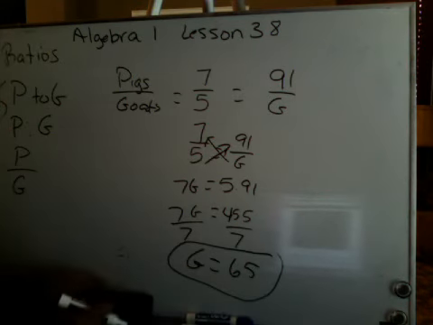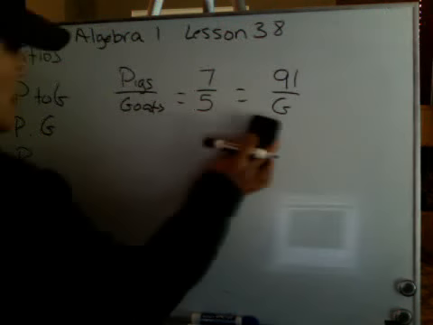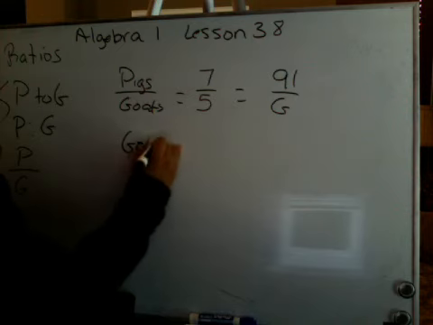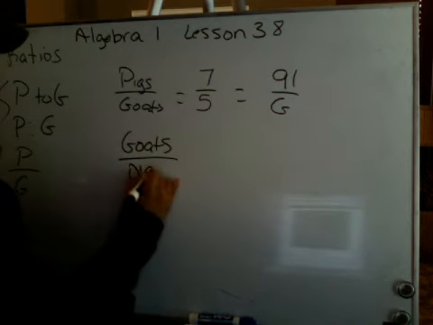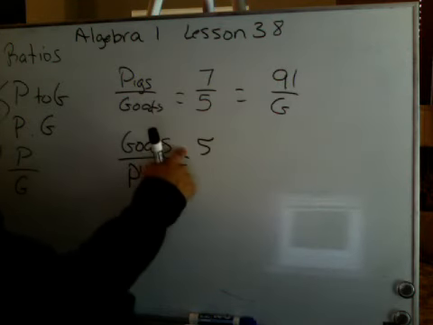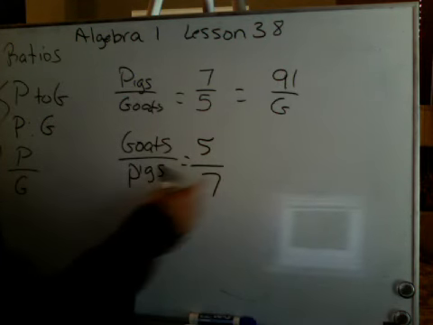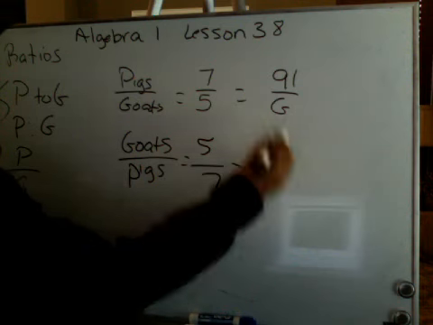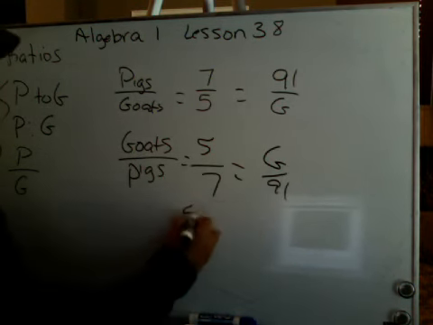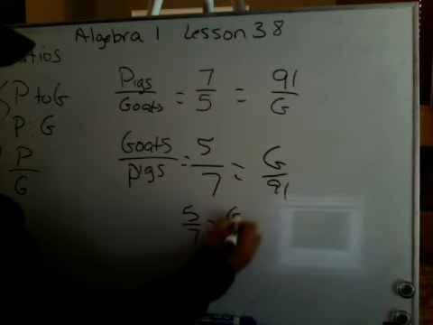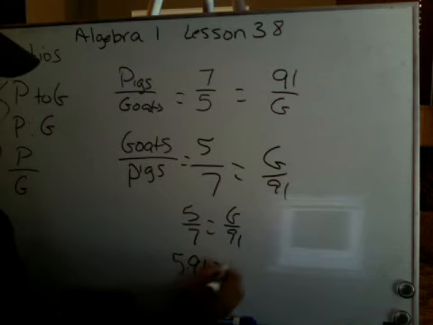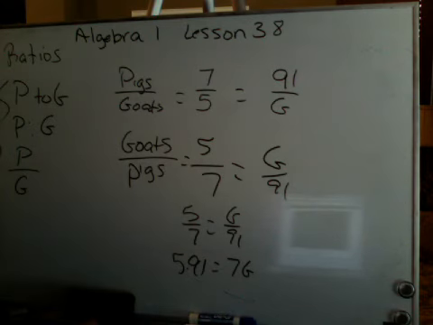Now, what you can also know about proportions, even though they tell you pigs to goats, you could have set it up to say goats to pigs. However, now you have to make sure that the 5 stays with the goats and the 7 stays with the pigs. And then when you come over here, it'd be g to 91. And then you would do the same thing. 5 over 7 equals g over 91, and do your cross multiplication.